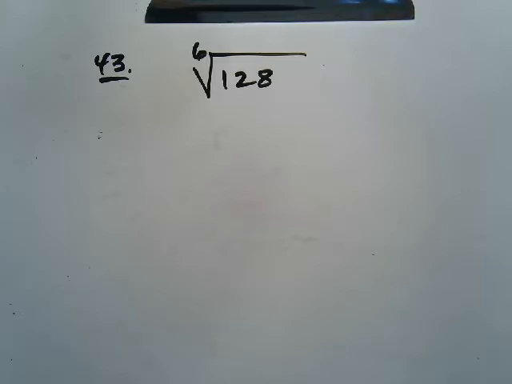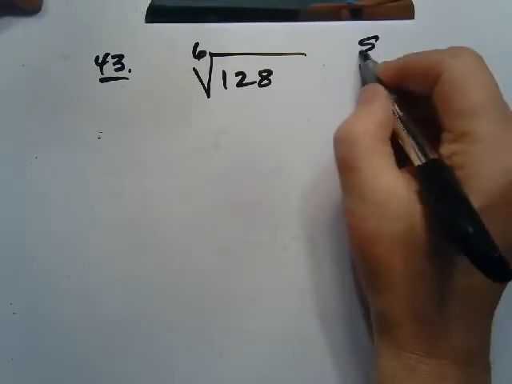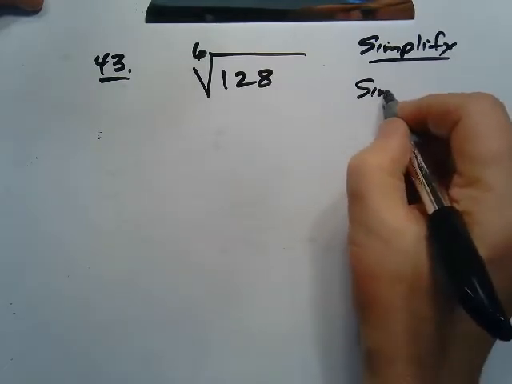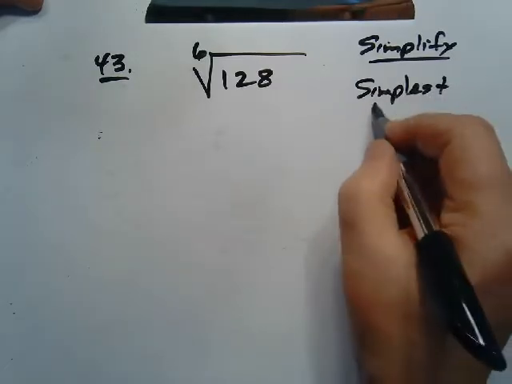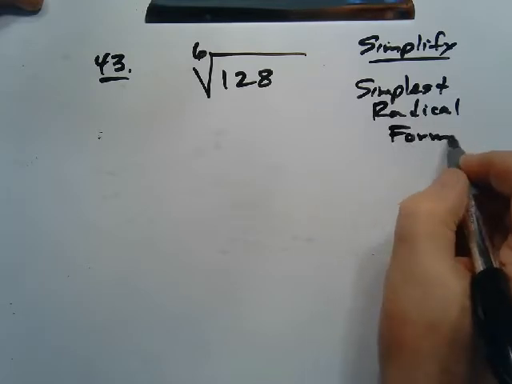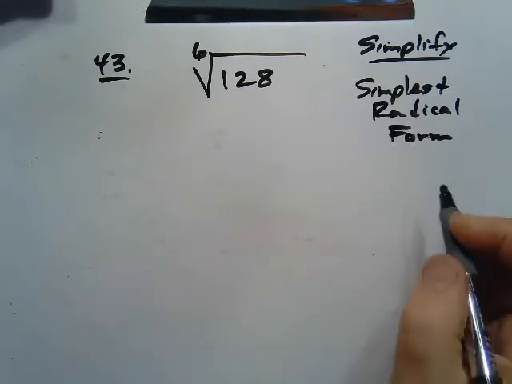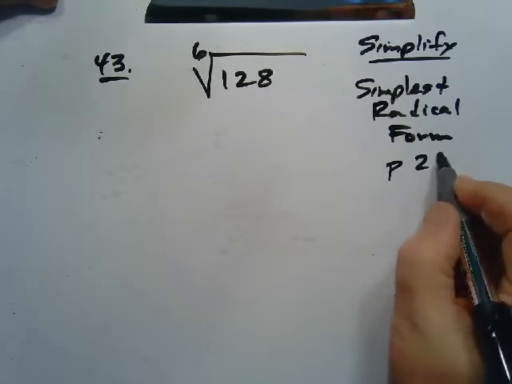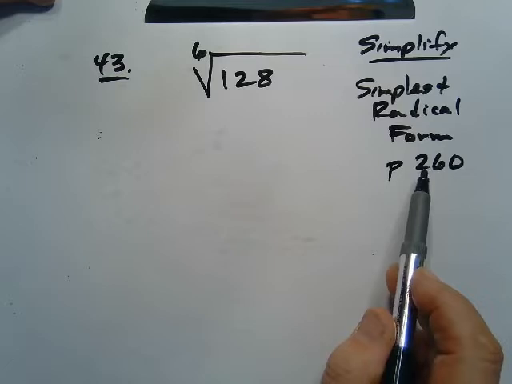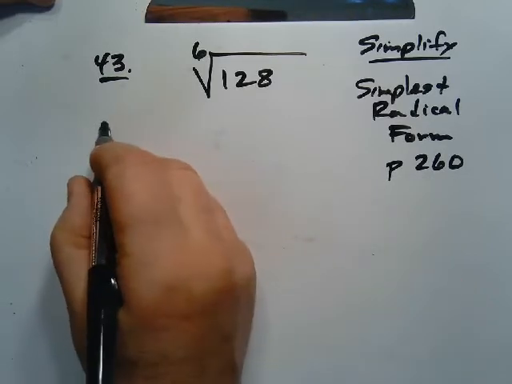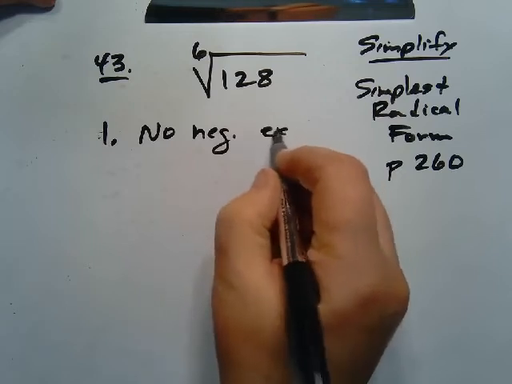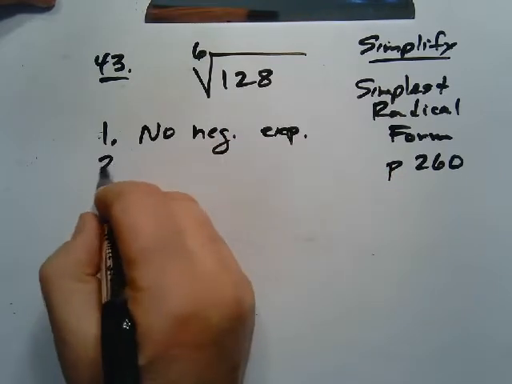All right, let's take a look at number 43. And you're asked to simplify. And that means that you put it in simplest radical form. Now let's review what that means, simplest radical form. This is found on page 260, if you want to flip back there. There are some requirements for simplest radical form. The first requirement is that it has no negative exponents. We don't have a problem with that here.